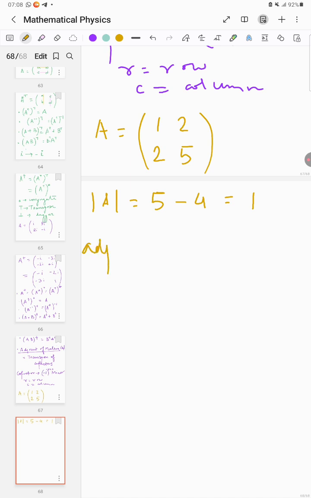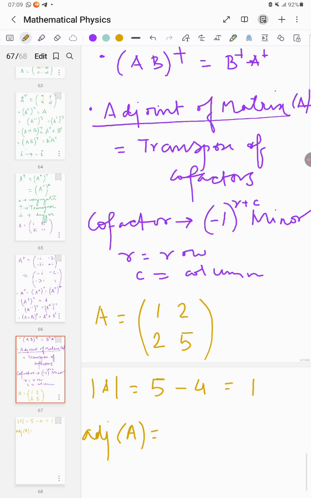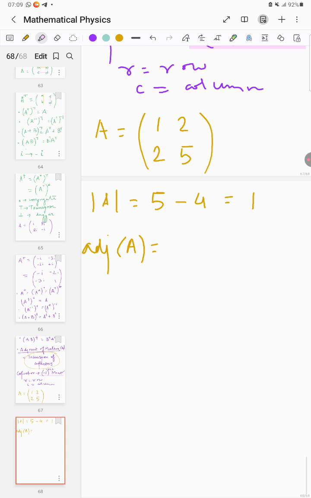Our aim for this example is to find adjoint of A, right? So what we have seen is that adjoint of A is the transpose of cofactors. And what is cofactor? Cofactor is minor into minus 1 to the power row and column to which the element belongs. Alright.